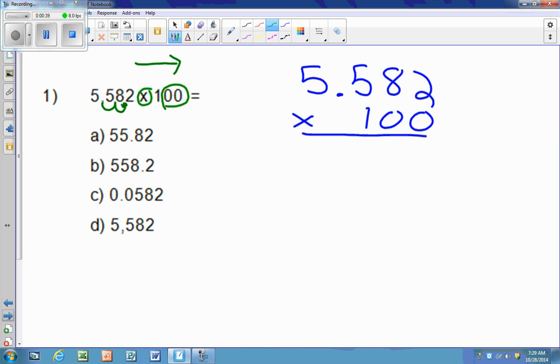I'm going to rewrite what my number is. And then I'm going to find the number that matches that. And when I look down my list, the number that matches that is choice B.